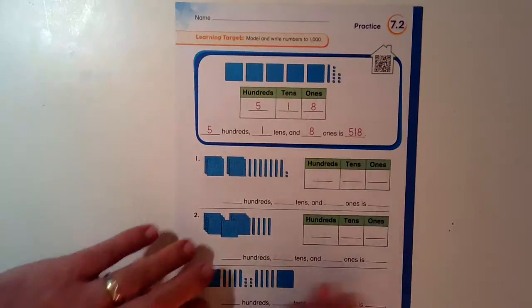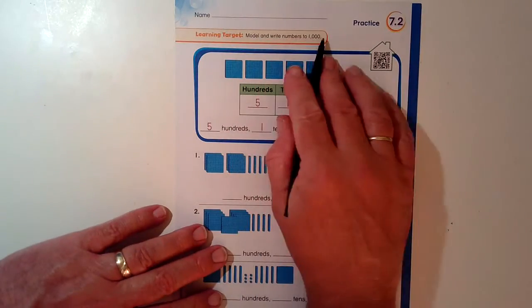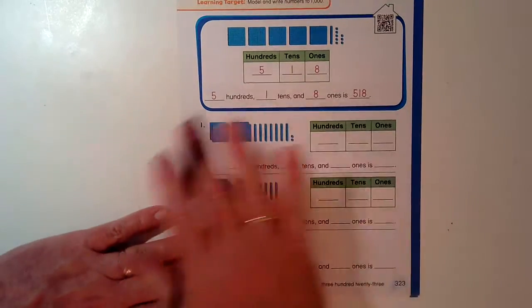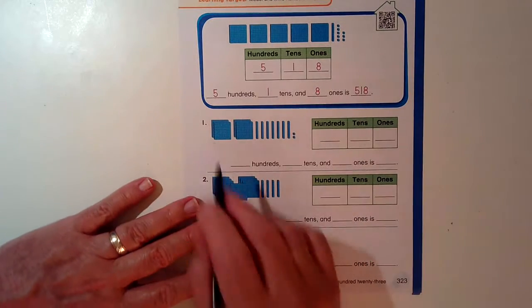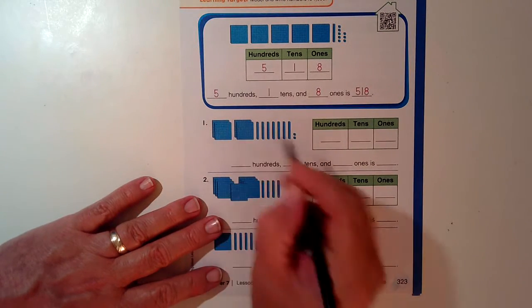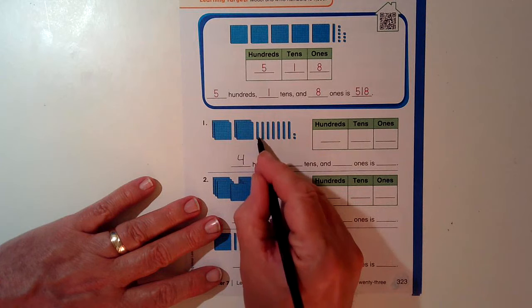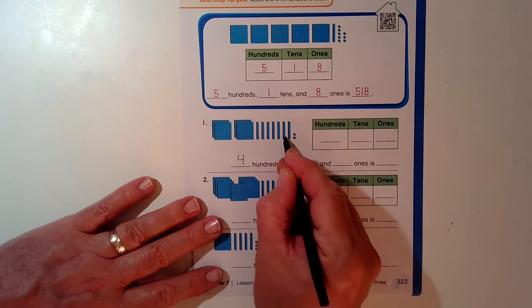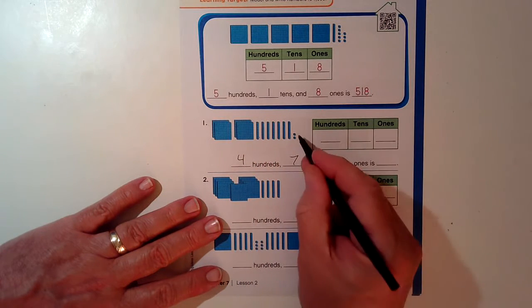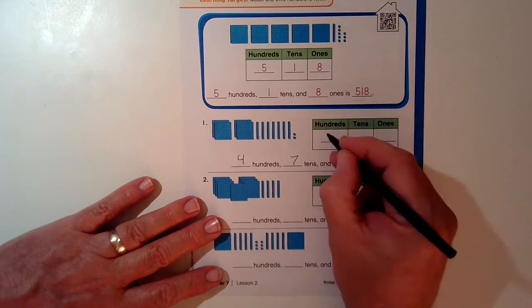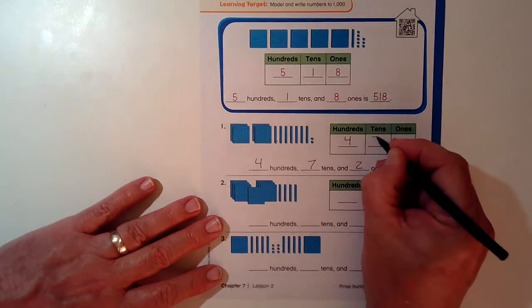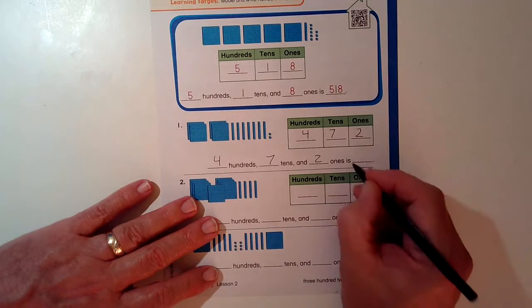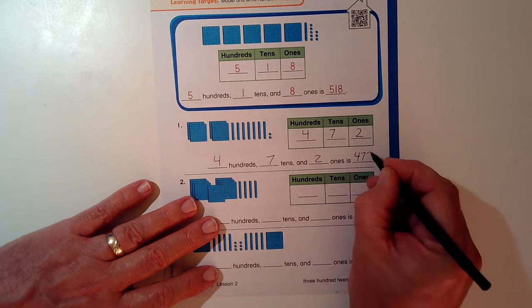All right. I said do 321. Here's 323. Okay, model and write numbers to 1,000. Same thing that we were practicing earlier in the morning. 1, 2, 3, 4, 4 hundreds. 1, 2, 3, 4, 5, 6, 7 tens. 2 ones. 4 hundreds, 7 tens, 2 ones, 472.